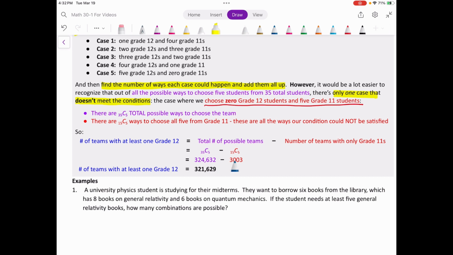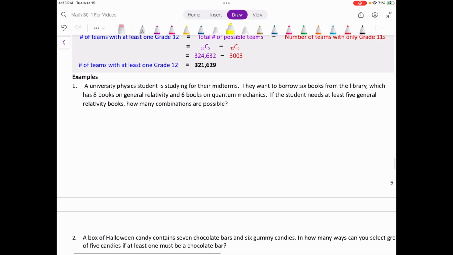So subtract those off and we're left with the number of different teams that would have at least one grade 12. Cool, right? Okay, so let's try out some examples here.